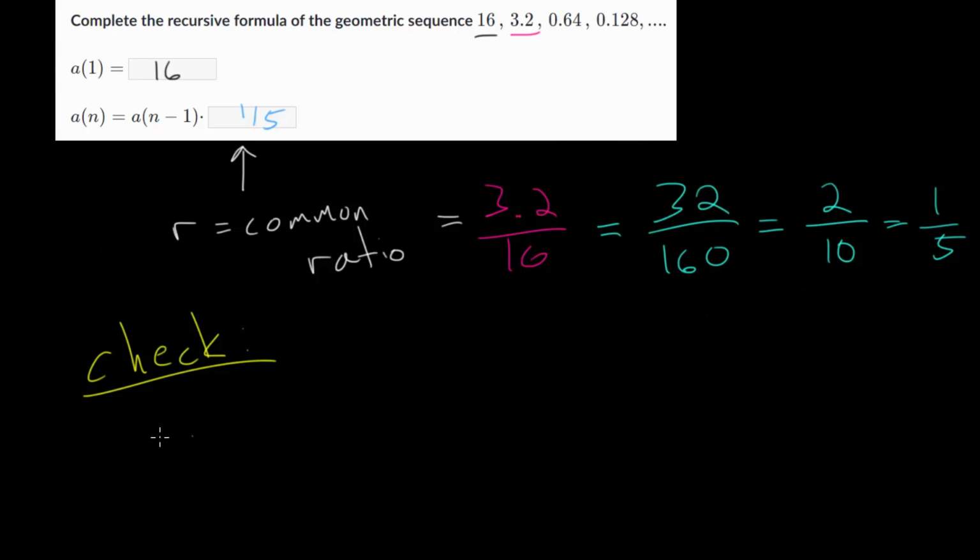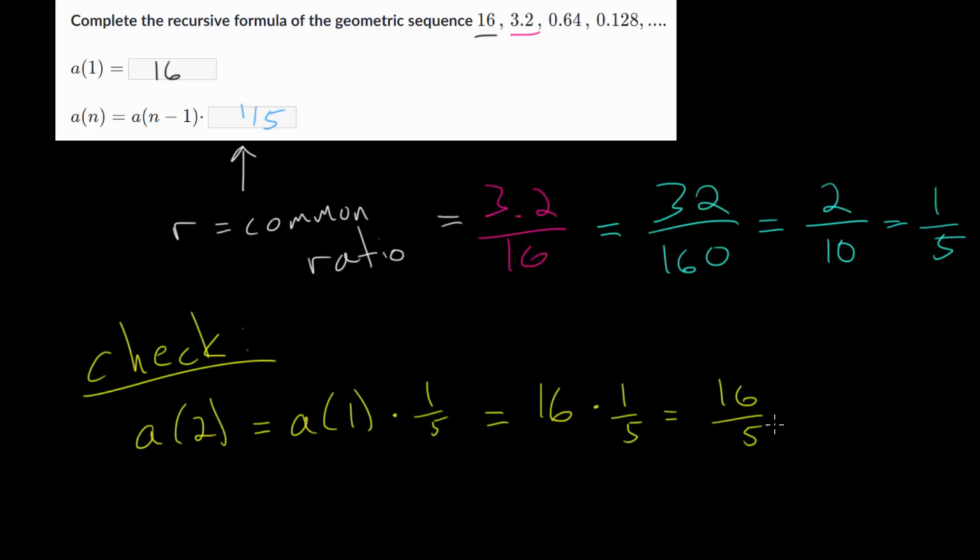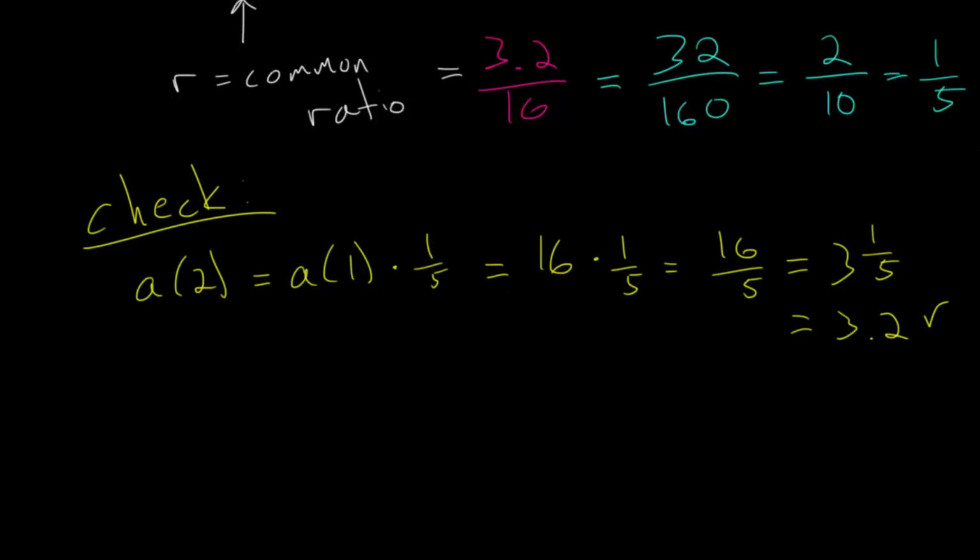So we know a of 1, so we can find a of 2. So it's the term before that, the first term multiplied by 1/5. So that's going to be 16 multiplied by 1/5, which is 16 over 5. And 5 goes into 16 3 whole times with 1 as a remainder, and 1/5 is 0.2. So our check worked, and that made sense. So you can feel confident that these are the correct answers. Let's do one more example. And this one's another challenging one.